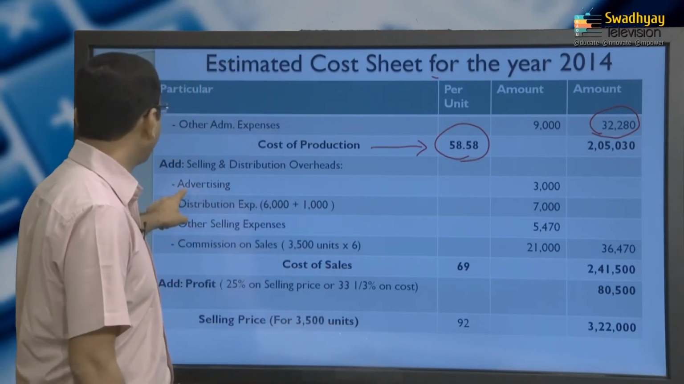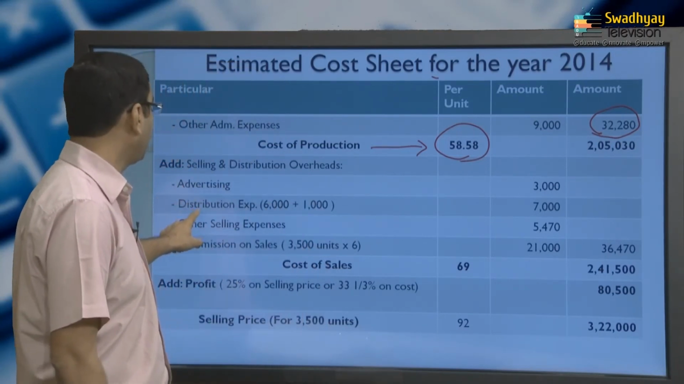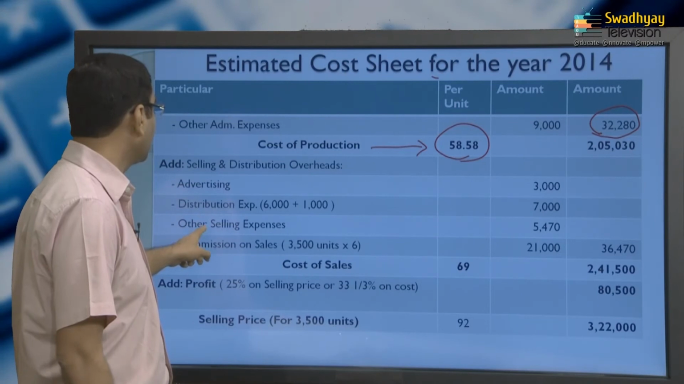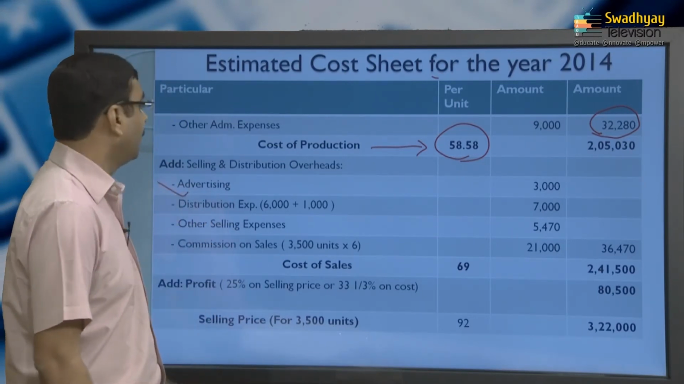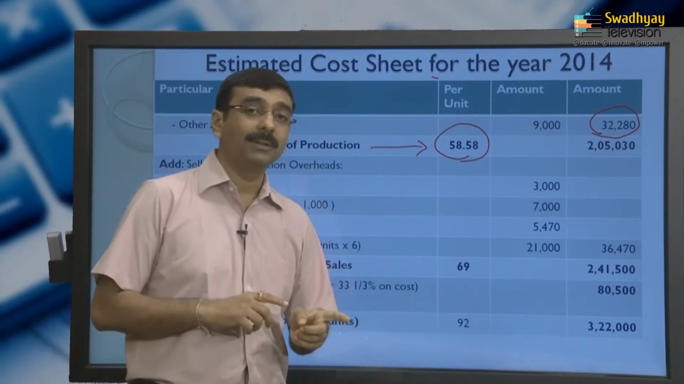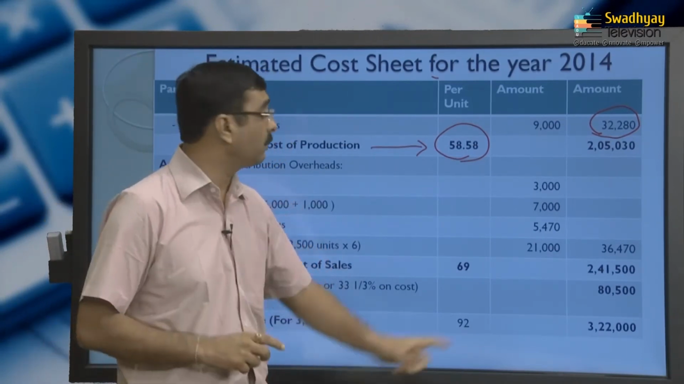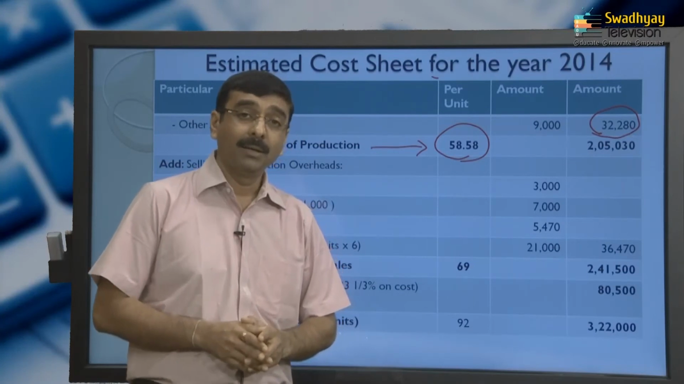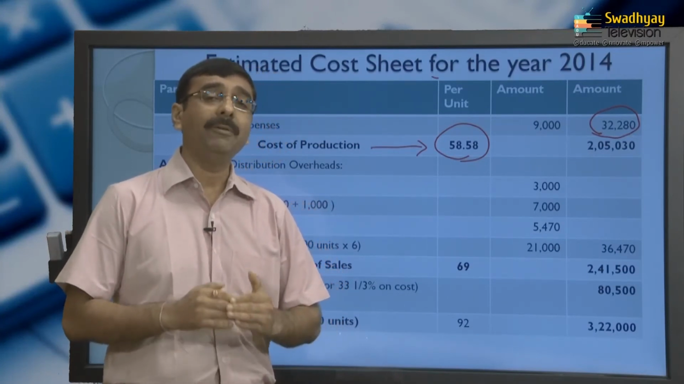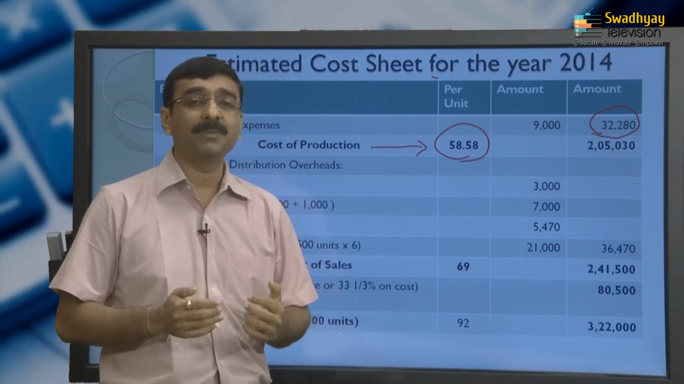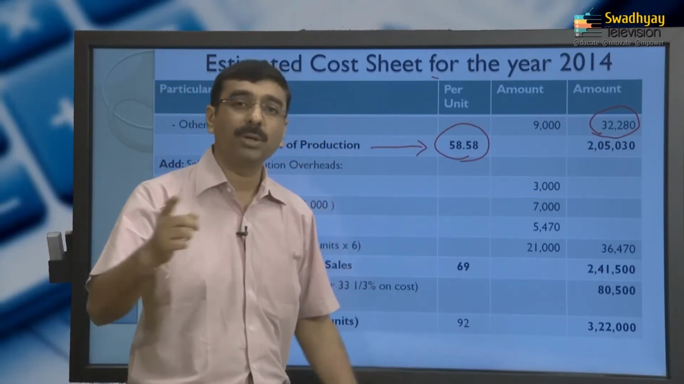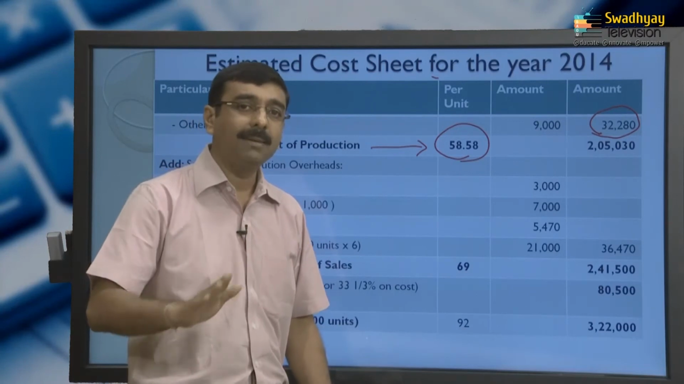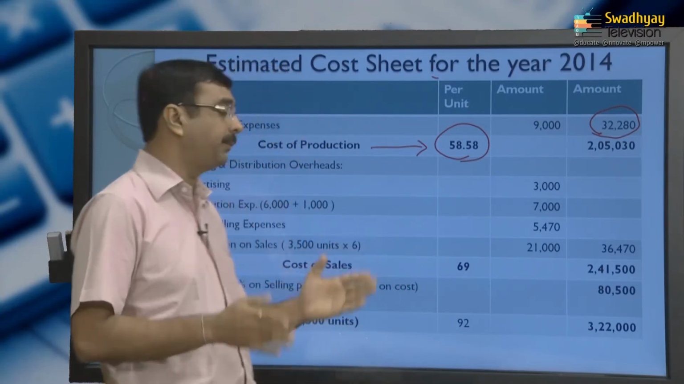There are four: one is advertising, second is distribution expenses, third is other selling expenses, and fourth is commission on sales. So first is advertising. According to 2013, advertising expenses incurred were rupees 3,000. And in the year 2014, there is no change for advertising expenses, so we consider it as 3,000 rupees in the year 2014 also. The advertising expense remains the same in 2014 also.